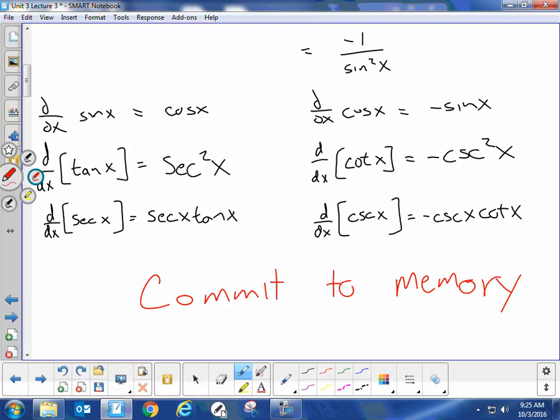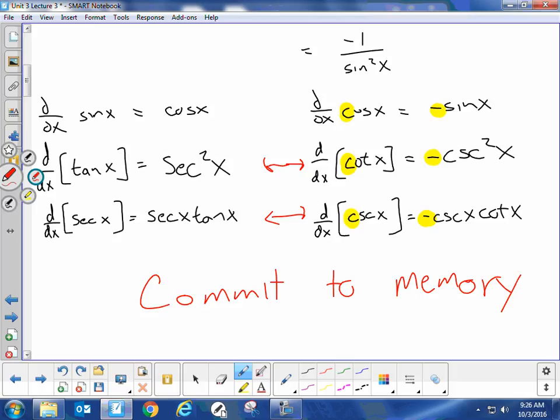You must commit these to your memory. You must have them memorized. Some ways to help you memorize them: whenever you see your trig function that starts with a c, the derivative is always negative. Also, you kind of see how tangent and cotangent derivatives are very similar, and secant and cosecant derivatives are very similar. So however you want to get those memorized, you will need to know their derivatives in the future.